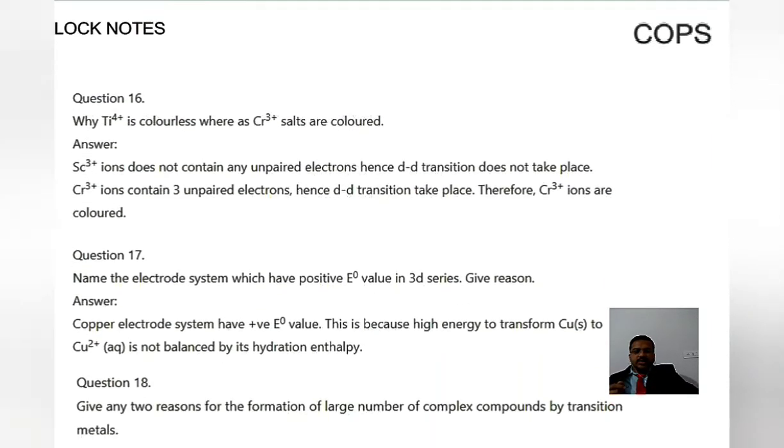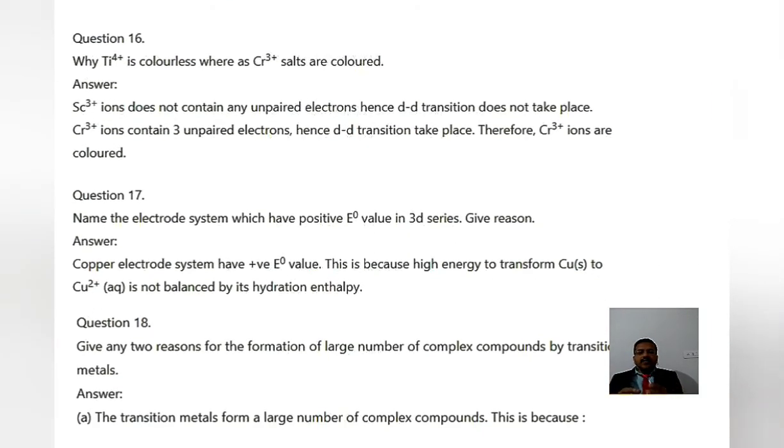Question number 16 is also the same. Why is titanium 4+ colorless while chromium 3+ salts are colored? Even without writing the electronic configuration, it's a common answer. If it is colorless, that means it does not have any unpaired electron, thereby it cannot exhibit d-d transition, and thus it is colorless.